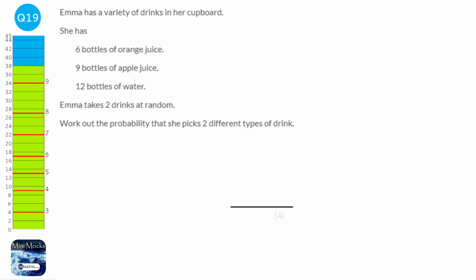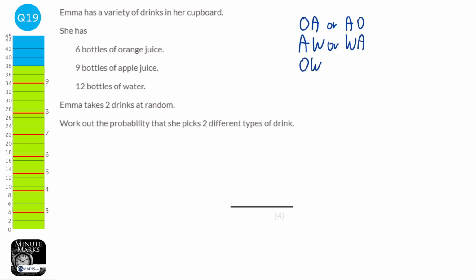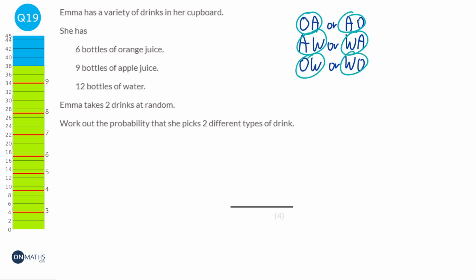We're going to start by working out what outcomes will give us two different types of drink. So we could have OA or AO, AW or WA, and OW or WO. What we notice when we do this is that OA gives us the same probability as AO, same with AW and WA, same with OW and WO. So we're just going to ignore the right hand side ones and focus on the left hand side ones.